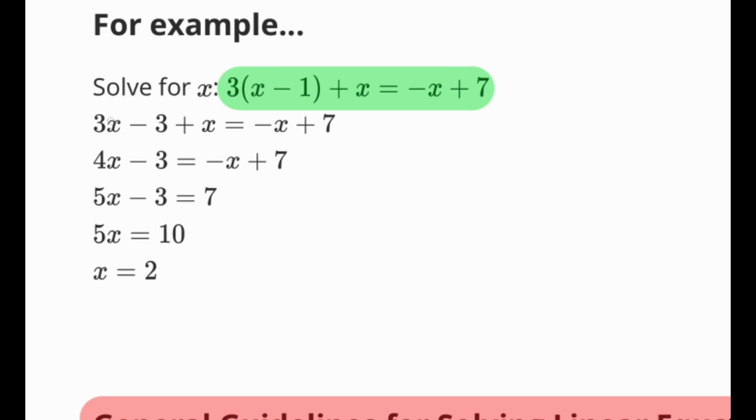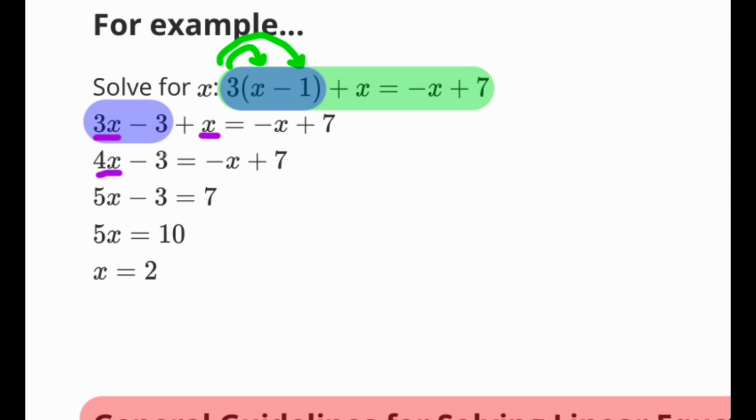First thing that you'll notice that was done here is the 3 is distributed here. So actually, let me highlight this to make it a little bit easier. This blue highlighted right here is going to line up with this blue highlighted right there. Everything else stays the same. So it has the plus x, it has the equals negative x plus 7 as well. So everything is the same. The next step is combining like terms. So we have the x here and the x here, and that's basically going to get us this 4x right there.